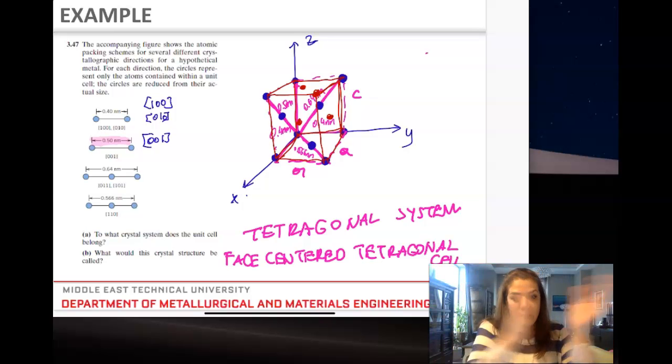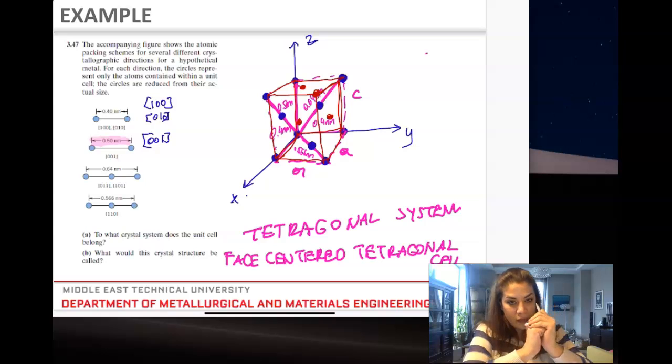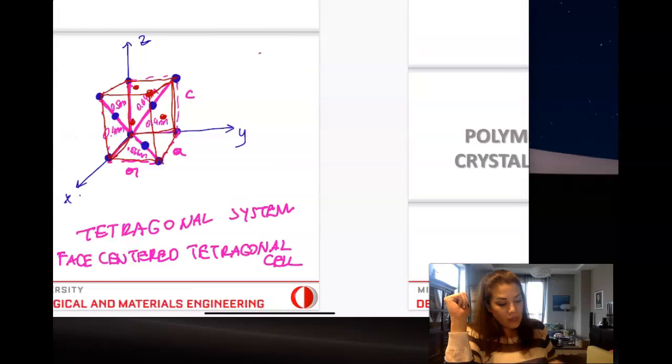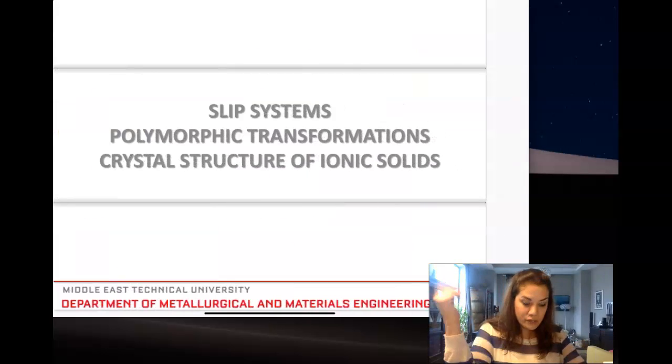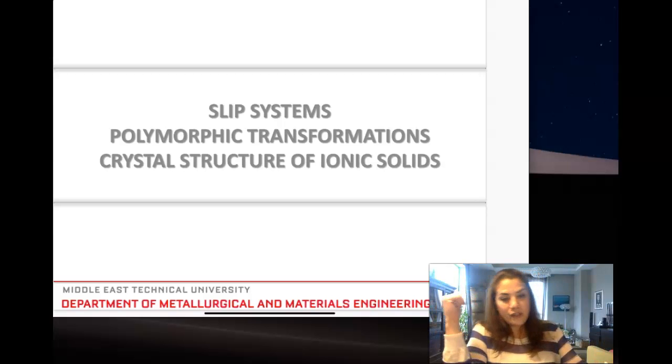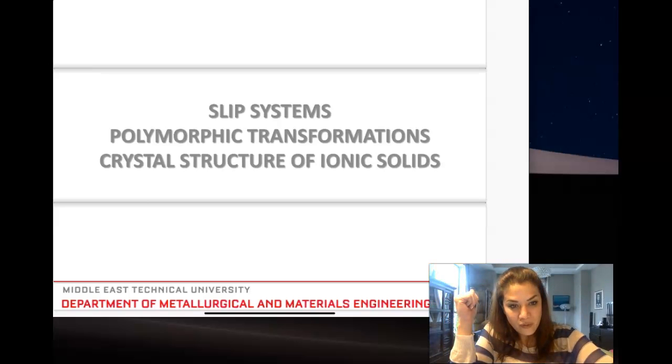That concludes our crystallographic planes section. In the upcoming part of this lecture series, I'll be talking about slip systems, polymorphic transformations, and the crystal structures of an ionic solid. Just a little bit left. If you would like to join me in the next part of this lecture series, you're more than welcome to.